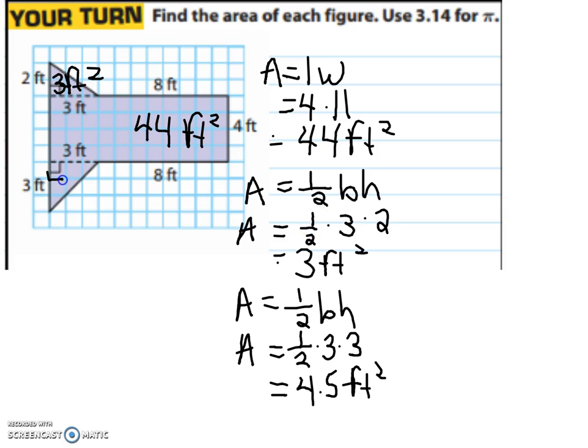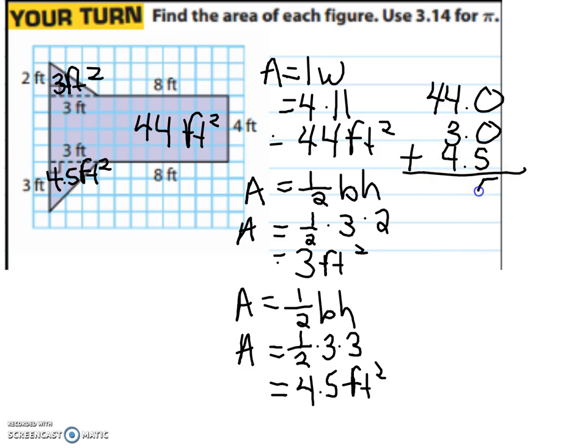All right, so now that I have the area of all 3 shapes, to find the area of the composite figure, I have to add up 44 plus 3 plus 4.5. So we have 51.5 feet squared.